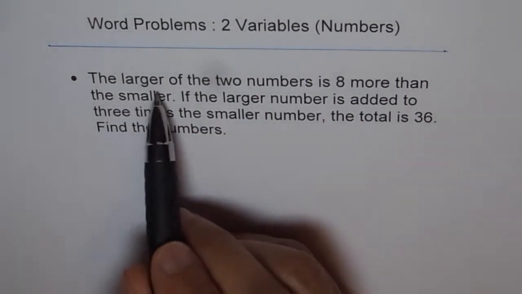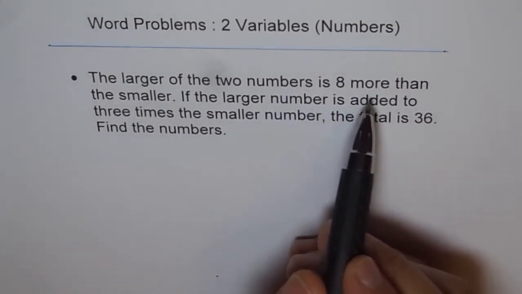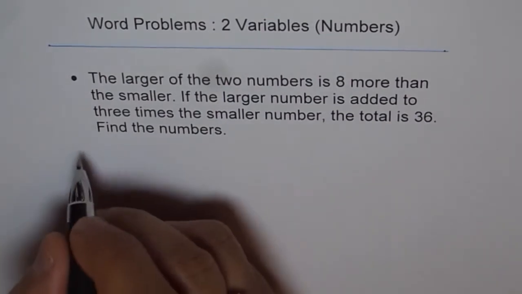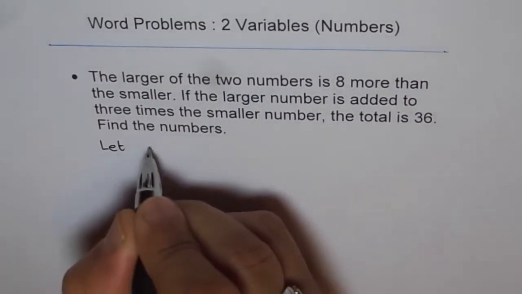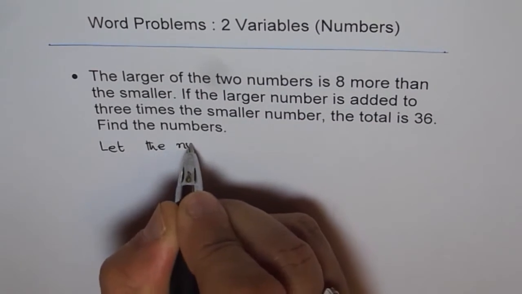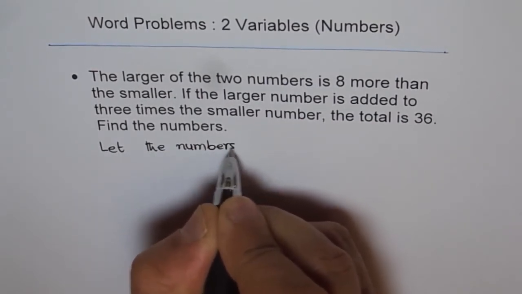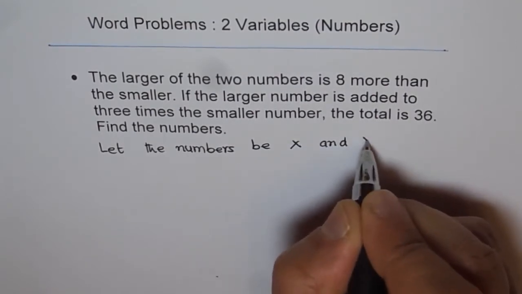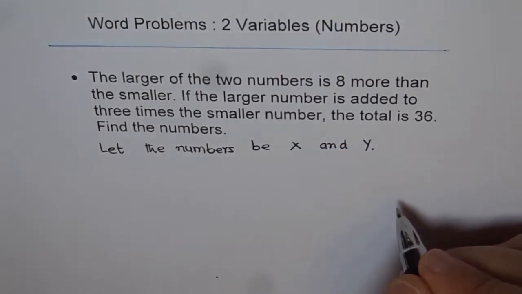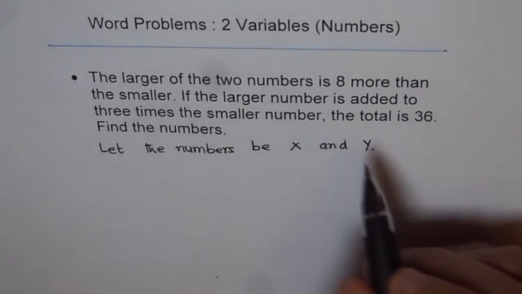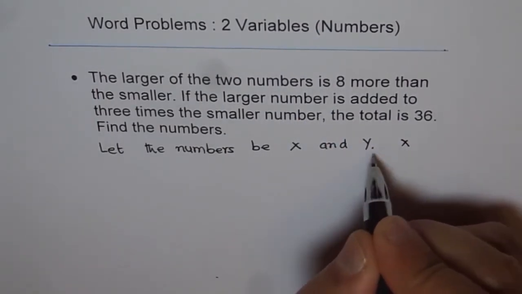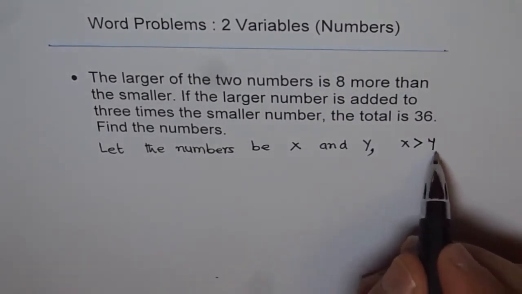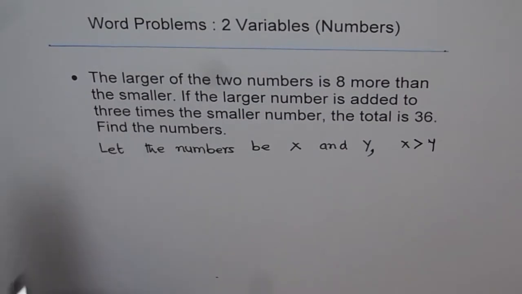Since it says the larger of two numbers is 8 more, that means there are two numbers. We need to define variables for both the numbers. So we say, let the numbers be x and y. So that is the first let statement. And we find that one is larger, so let x be greater than y. So that means x is larger. Correct?